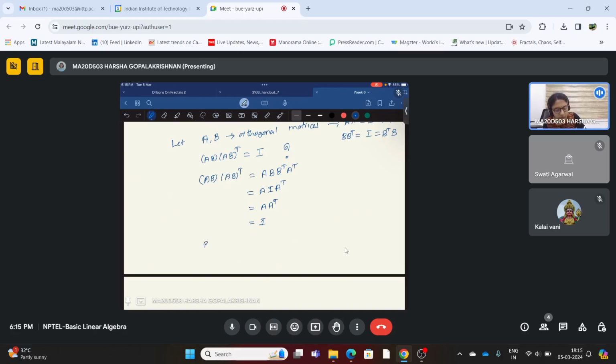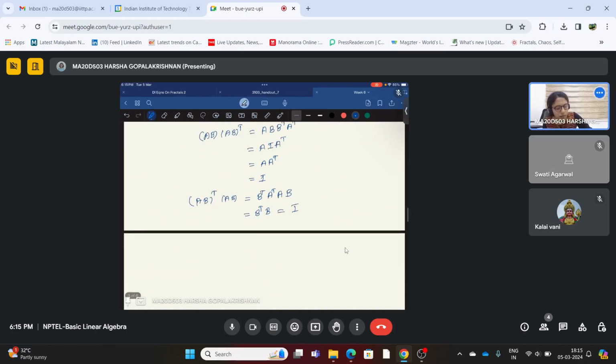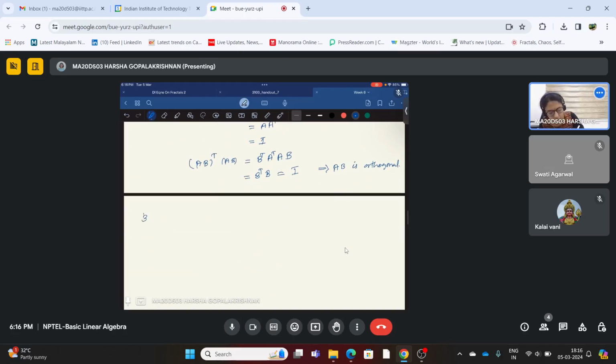In the same way, we can prove (AB) transpose into AB. It will come as B transpose A transpose A B. Here instead of A transpose A, we can put identity. So we will get B transpose B, which is again identity. So if A and B are orthogonal, the product is also orthogonal. Hence AB is an orthogonal matrix. Clear? Now let's go to the next question. Again, prove or disprove.